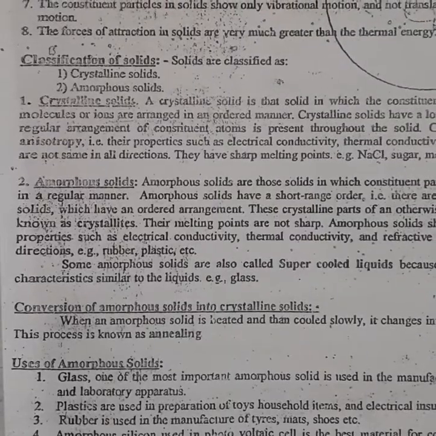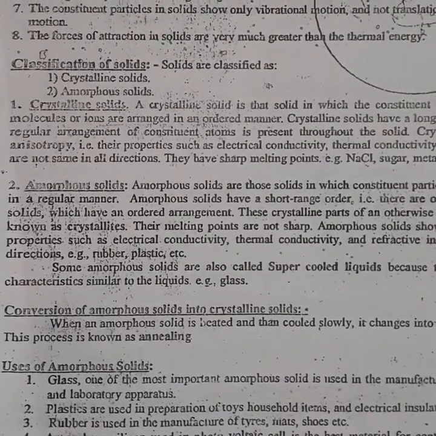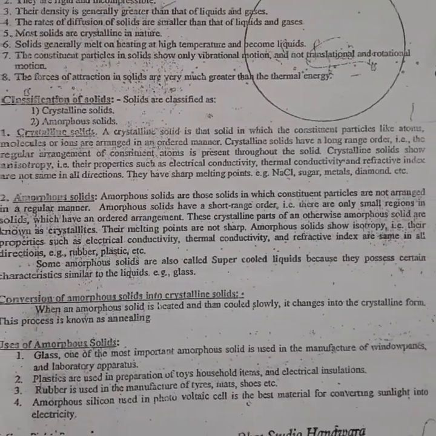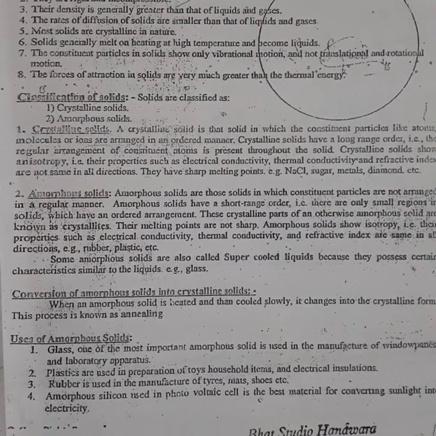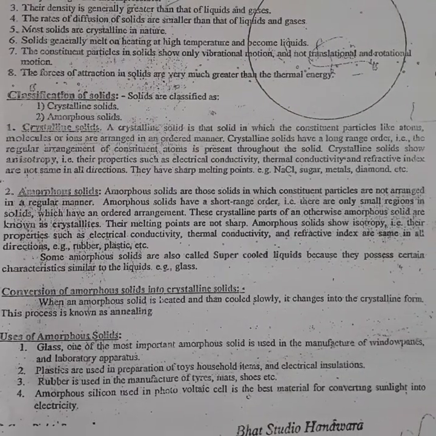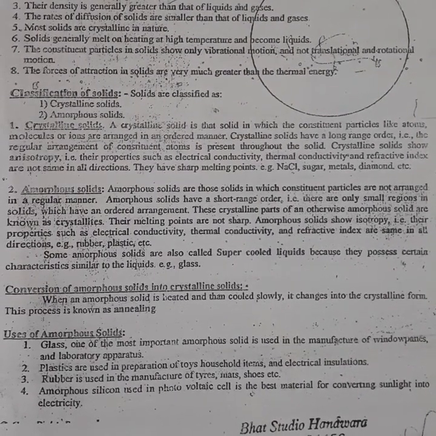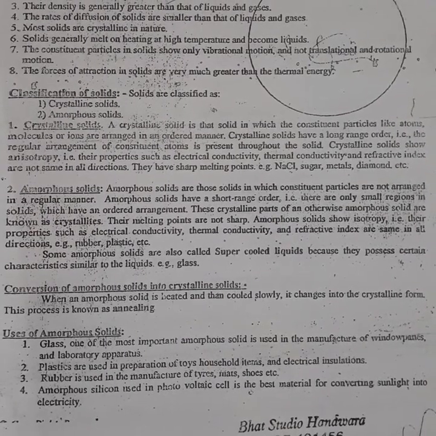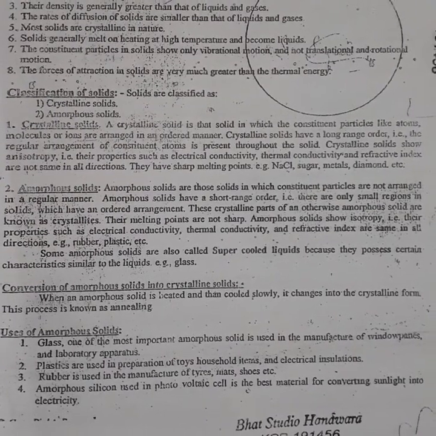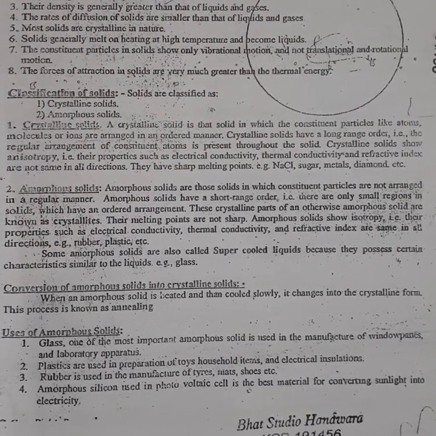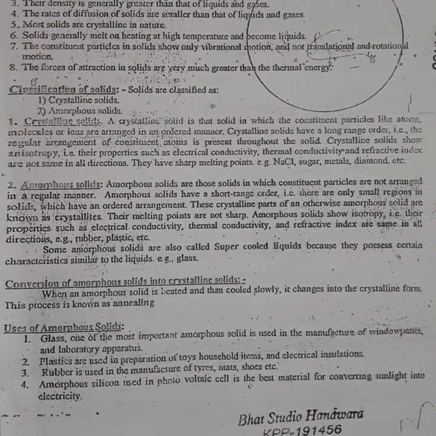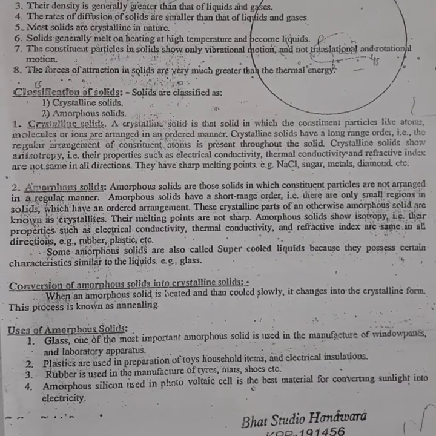Now we have the second type of solids, the amorphous solids. Amorphous solids are those solids in which constituent particles are not arranged in a regular manner. Amorphous solids have a short range order, that is, there are only small regions in the solid which have an ordered arrangement. These crystalline parts of otherwise amorphous solids are known as crystallites. Their melting points are not sharp. Amorphous solids show isotropy, that is, their properties such as electrical conductivity, thermal conductivity, and refractive index are the same in all directions. Examples: rubber, plastic, etc.